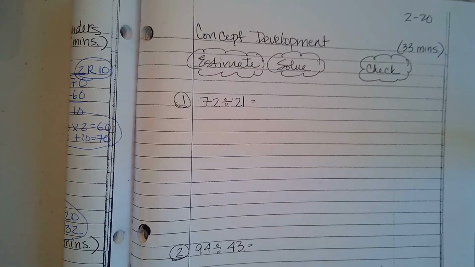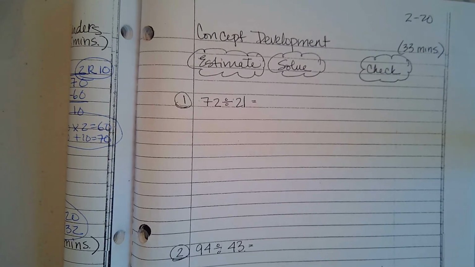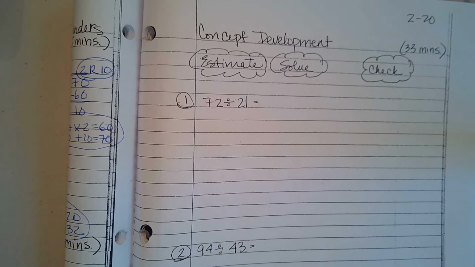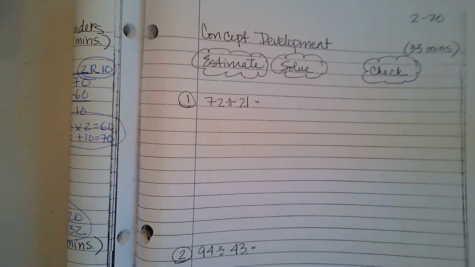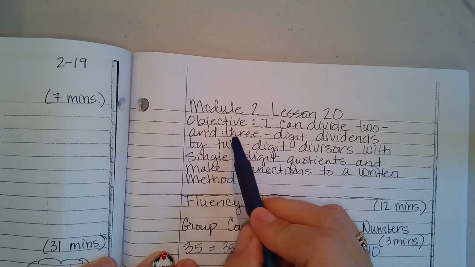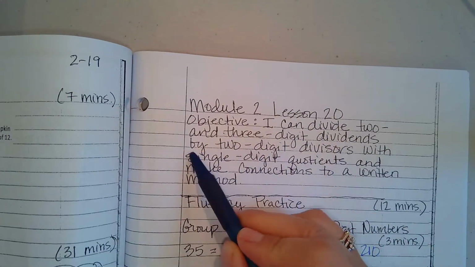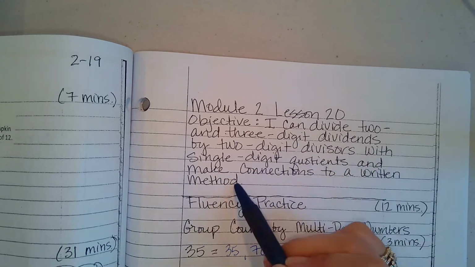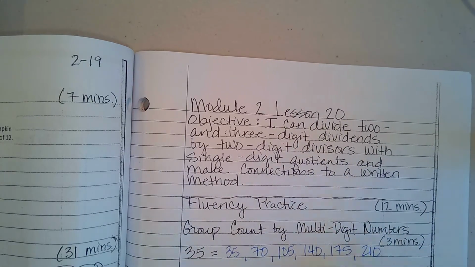This is EngageNY, Module 2, Lesson 20. This is Concept Development. Let's come back to our objective. I can divide 2- and 3-digit dividends by 2-digit divisors with single-digit quotients and make connections to a written method.